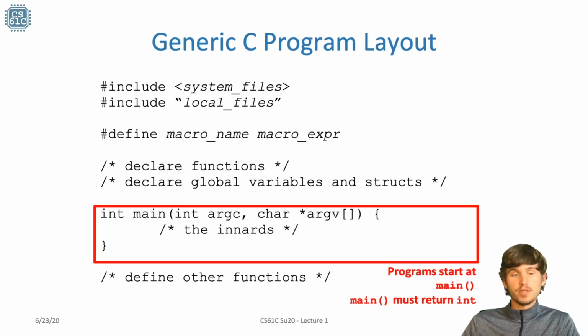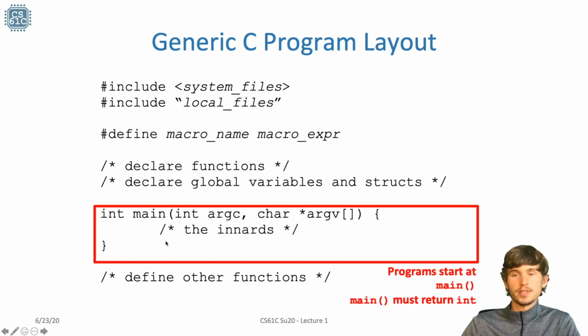And main must always return an int in C. Typically, this return is actually the exit code that a program makes, so that is why it is important to have a return. And then below, you might define some other functions. It's up to you if you want to define them below or above main.